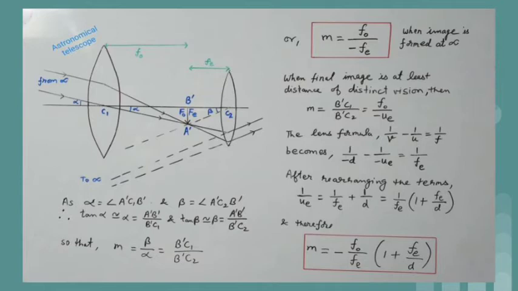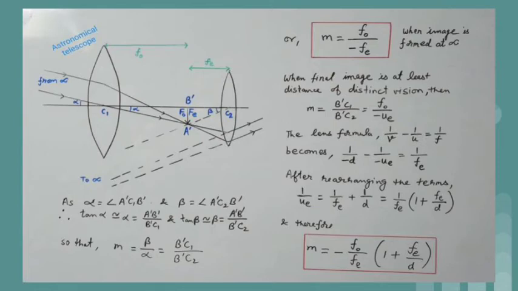Now, in the situation when the final image is formed at the least distance of distinct vision from the eye, the magnification of the astronomical telescope is equal to the ratio of the angle subtended at the eye by the final image at the least distance of distinct vision and the object at infinity when seen directly. Therefore, magnification M is equal to beta by alpha becomes M is equal to B'C1 by B'C2 is equal to fo by minus ue. The lens formula 1 by v minus 1 by u is equal to 1 by f for the eyepiece becomes 1 by minus D minus 1 by minus ue is equal to 1 by fe.